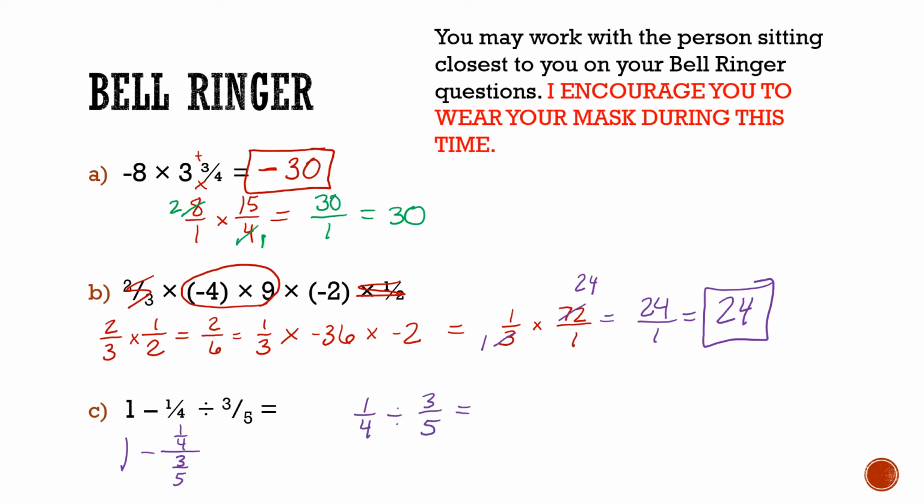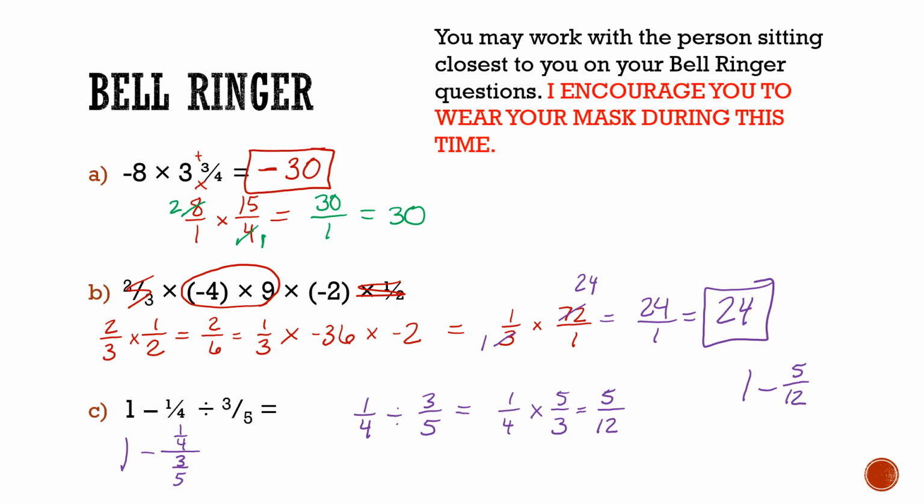So we learned in our last chapter we have to do keep, change, flip. So we're going to keep 1/4, change our division to multiplication, and take the reciprocal of 3/5, which is 5/3. 5 times 1 is 5. 3 times 4 is 12. So we have 5/12. So we're doing 1 minus 5/12.